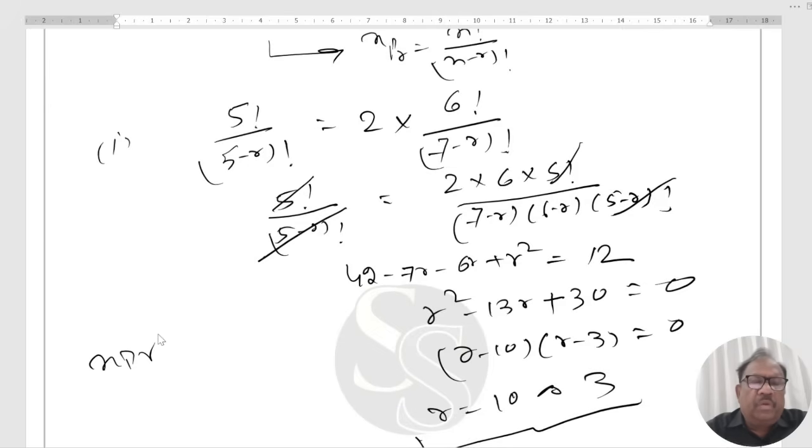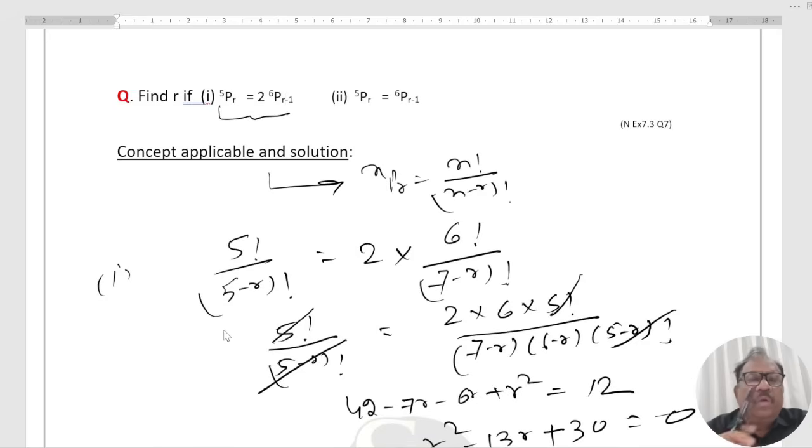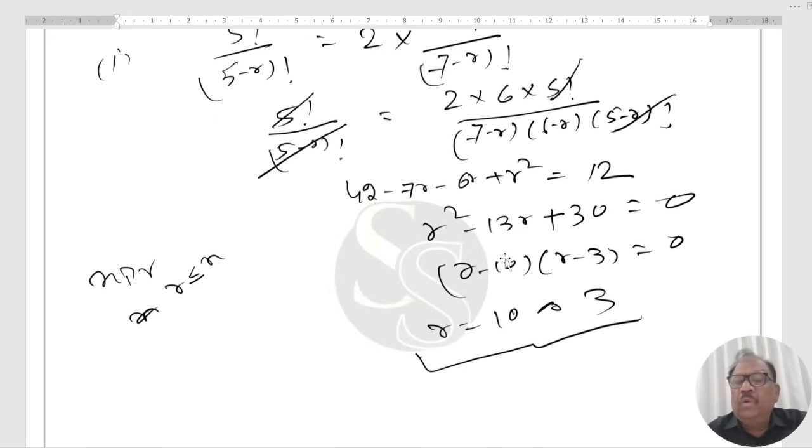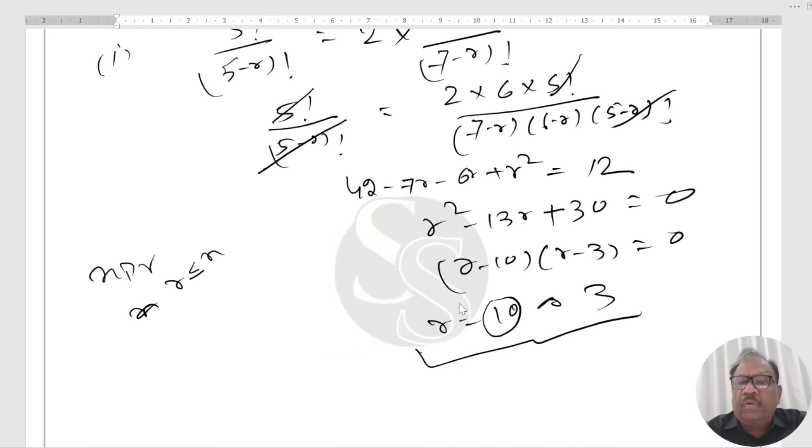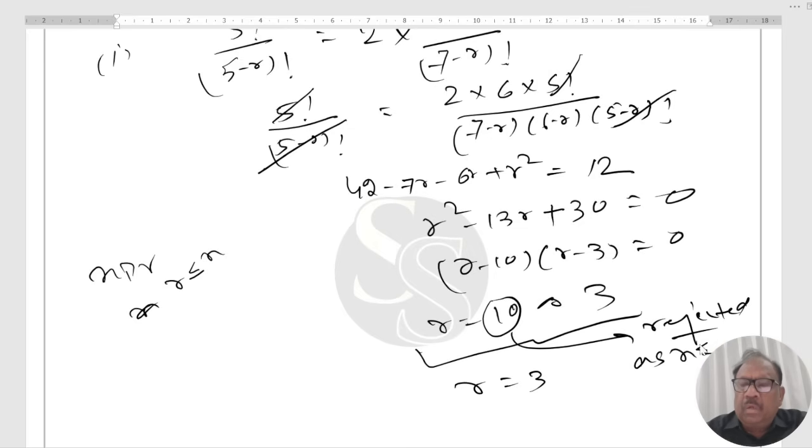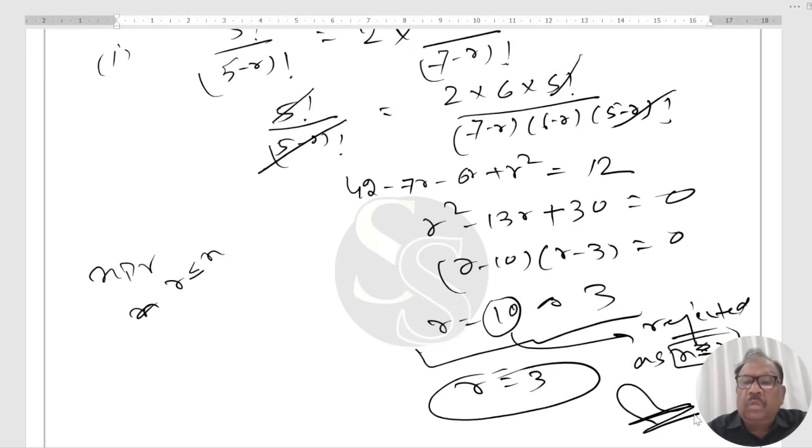nPr is defined when r is less than or equal to n; r cannot be greater than n. So for 5Pr, r cannot be greater than 5. So r equal to 10 is greater than 5 and is rejected. So r equals 3. n is always greater than or equal to r. So our answer here is r equal to 3.